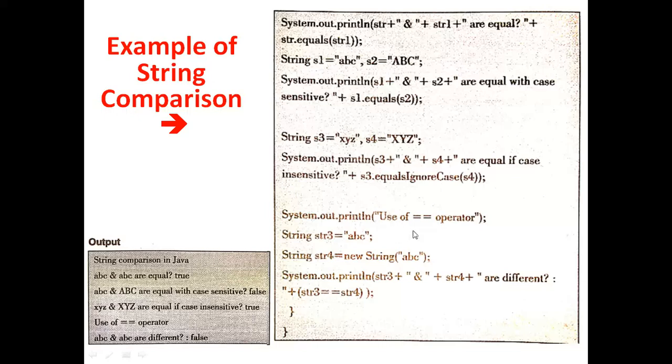Another example we'll see here is System.out.print with the use of the equal to operator. This also shows the comparison between the two strings. Either you can use the function equals or equalsIgnoreCase, or if you don't remember these, you can simply write S3 double equal to S4. This also will give you the output in true or false, which is shown in the output console.